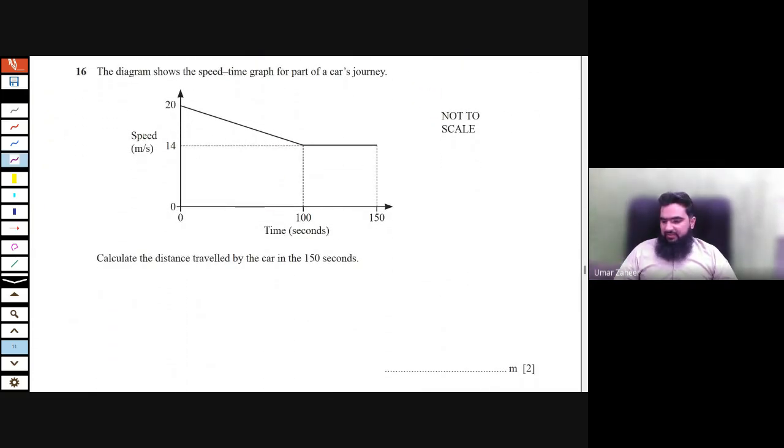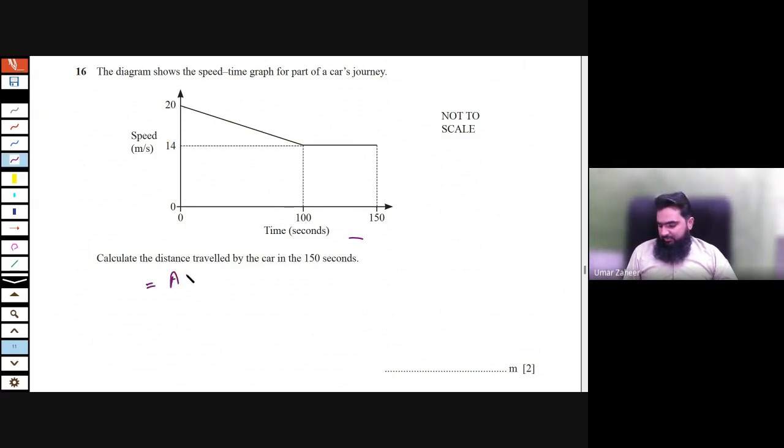All right, now the diagram shows the speed-time graph of a part of a car journey. Calculate the distance traveled by the car. The distance traveled by a car is basically the total area under the graph curve. So look here, this is an area, this is an area, and this one is an area. It is a rectangle and it is a trapezium.